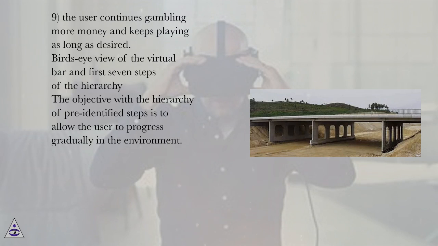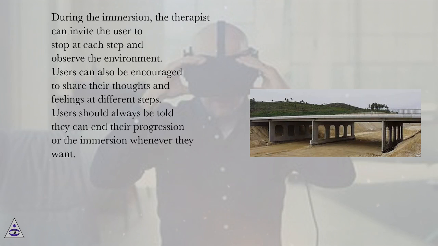The objective with a hierarchy of pre-identified steps is to allow the user to progress gradually in the environment. During the immersion, the therapist can invite the user to stop at each step and observe the environment. Users can also be encouraged to share their thoughts and feelings at different steps. Users should always be told they can end their progression or the immersion whenever they want.